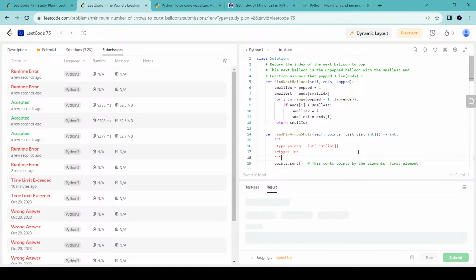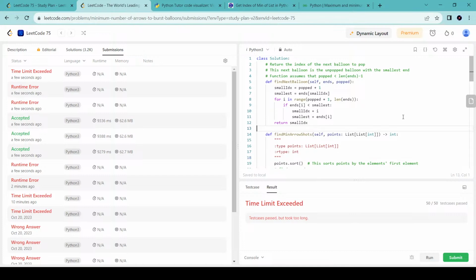Okay, I don't think that's beating our time. Time exceeded, took too long. Something is wrong here with this. Find next balloon.